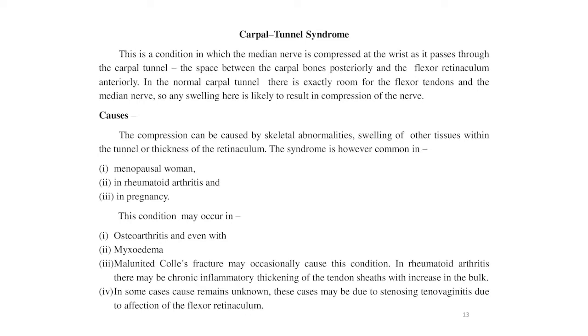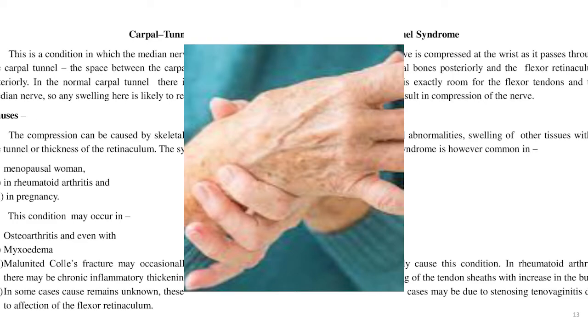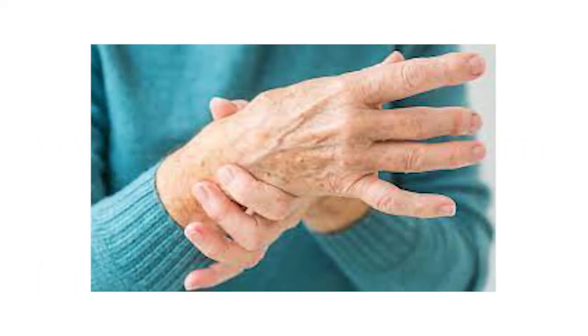In rheumatoid arthritis, there may be chronic inflammatory thickening of the tendon sheath with increase in bulk. In some cases, the cause remains unknown. These cases may be due to stenosing tenosynovitis due to infection of the flexor retinaculum. Dear students, here is a good picture showing the carpal tunnel syndrome.